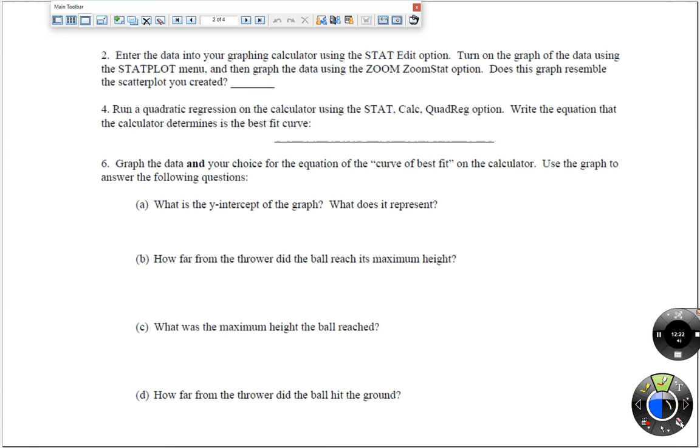All right, so we got the equation. So for number 4, sorry, it skips number 5. So for number 4, you want to write down the equation that we got. Okay, so y equals negative 0.005x squared plus 0.816x plus 55.971. So question A says, what is the y-intercept of the graph and what does it represent?